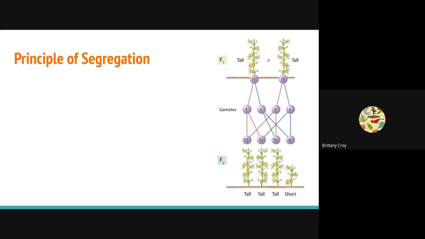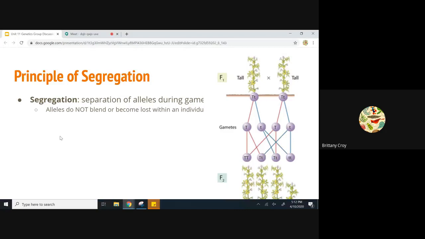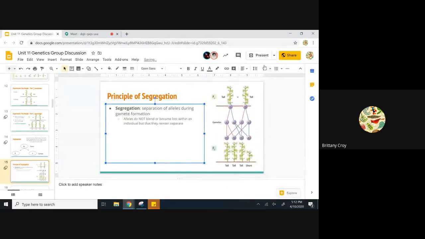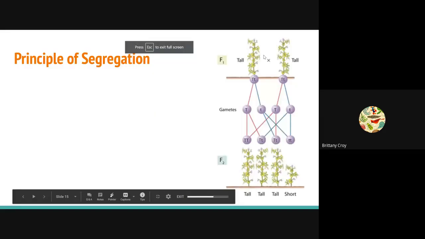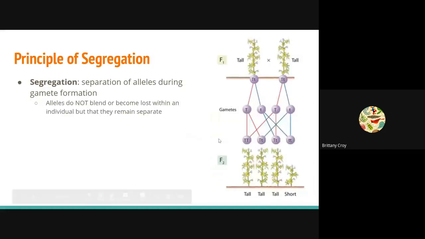This is another one of his more famous laws, the principle of segregation, the separation of alleles during gamete formation. A lot of people at the time thought that alleles were blending together. Like if you put a tall with a short, it should make a medium-sized plant. So it's important that we note that segregation kind of tells us that idea is false.